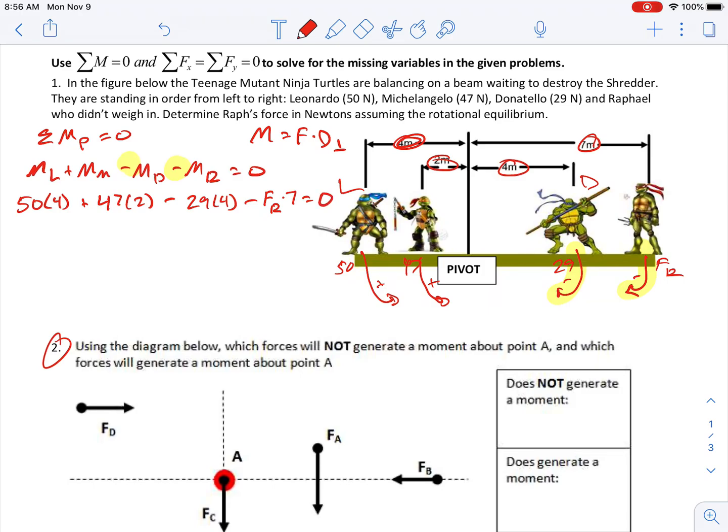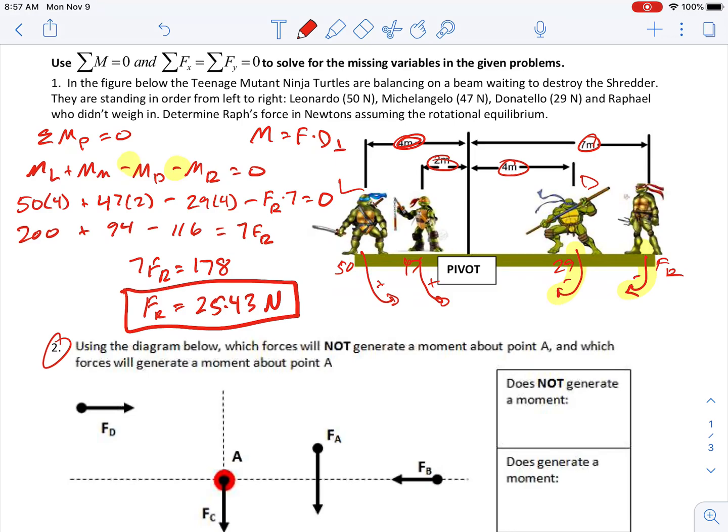And so you get 200 plus 94 minus 116 equals, and if we add this to the other side, 7 times the force of Raphael. And so 7 times the force of Raphael equals, if we add all those up, we get 178. And so the force of Raphael is 25.43 newtons.